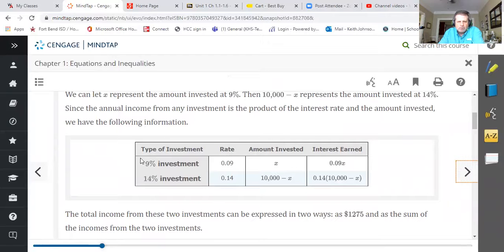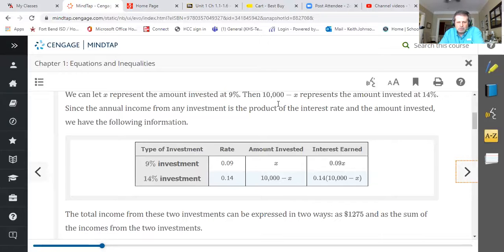Remember, and I like this chart here, 9% means we're going to remember is 0.09 on your calculator or in your equation. 14% is 0.14. Remember, it just moves over 2 places. So you have to use the decimal version and not the percent version. So if we give it a variable of x at 9%, that would be 0.09 times x. And then the 14% would be 10,000 minus whatever the original investment is.